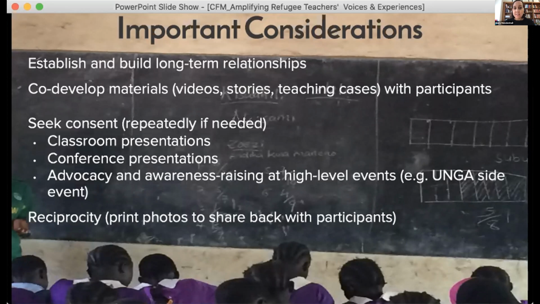And just a final comment: in these efforts, we want to strive to uphold and respect the experiences and expertise of refugee teachers in this case, and others that you're all working with, and what they have to share with the rest of us.